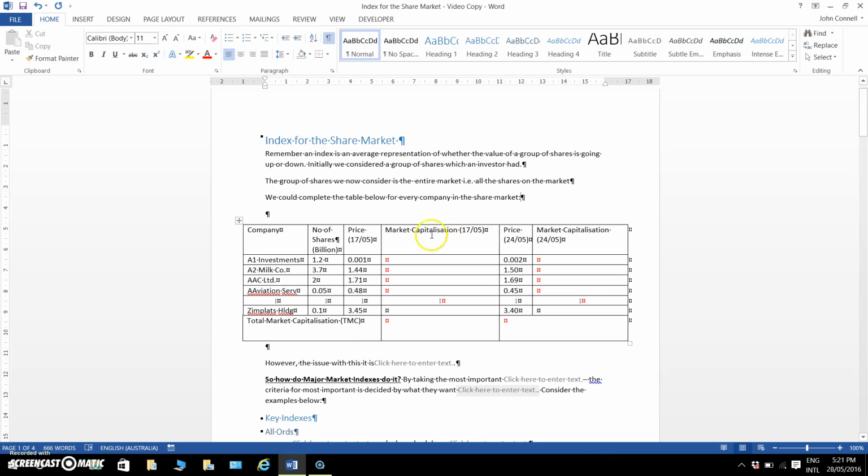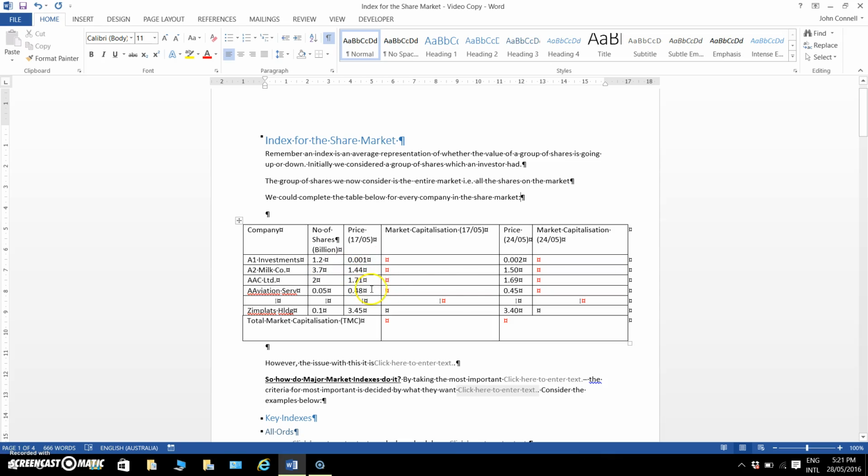Now we could go through and complete the table below for every company in the share market. So I've started listing these in alphabetical order from A to Z. And I put these dots in to show you that we could go through and have every company from the share market through to Zimplats. And here in the number of shares, note that I've got now the number of shares that the company actually has. That's why they're in billions. So this is all the shares that A1 Investments has, because we want to consider all the shares on the Australian share market. So when we have a company, we've got to consider all their shares.